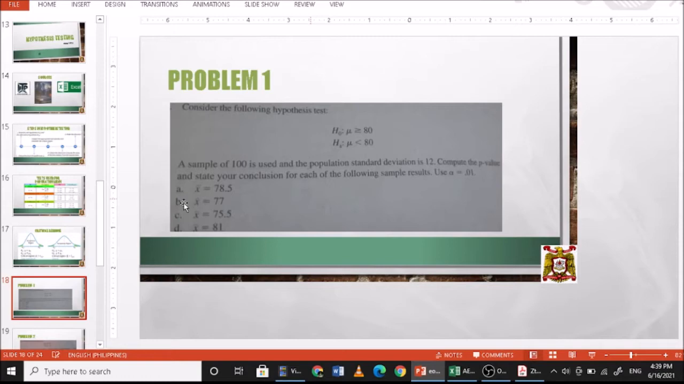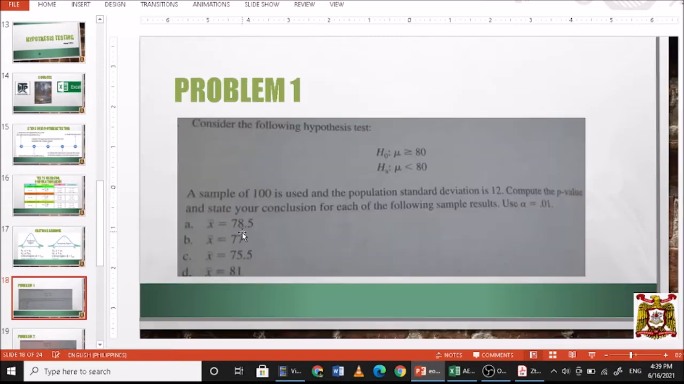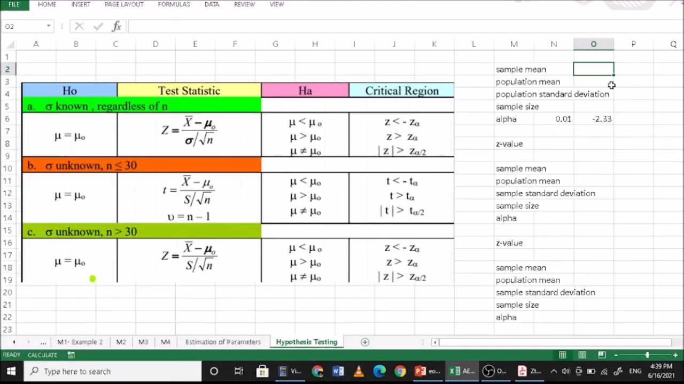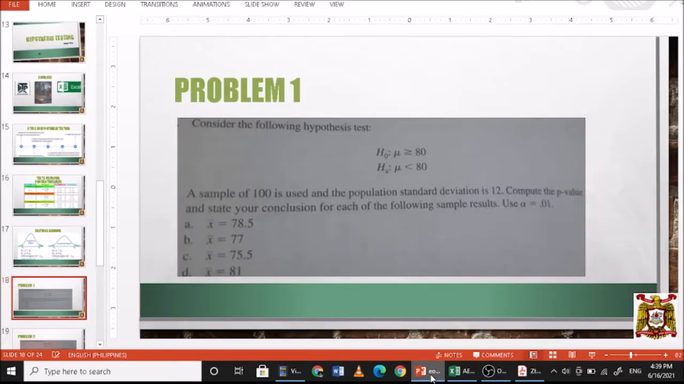So let's solve for A. The sample mean is 78.5. The population mean is 80. Your population standard deviation is 12 and the sample size is 100. So that's from the problem. A sample of 100 is used as the sample size. The population standard deviation is 12. Use alpha equals 0.01. The alternative hypothesis is that the mean is less than 80.